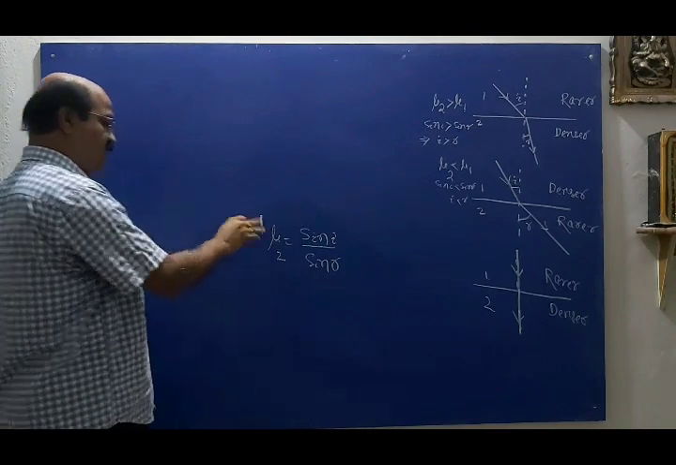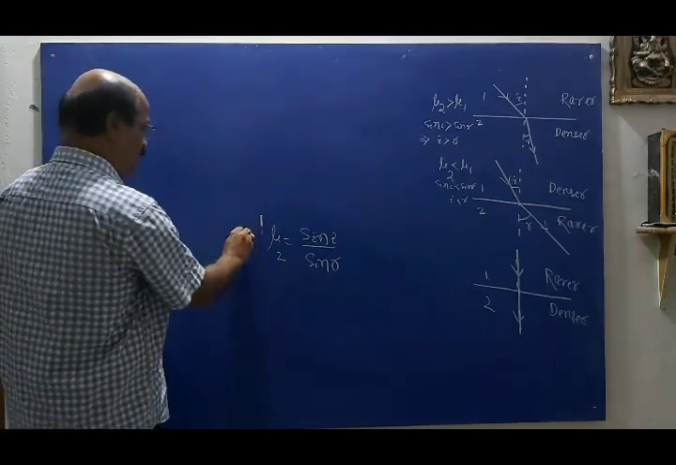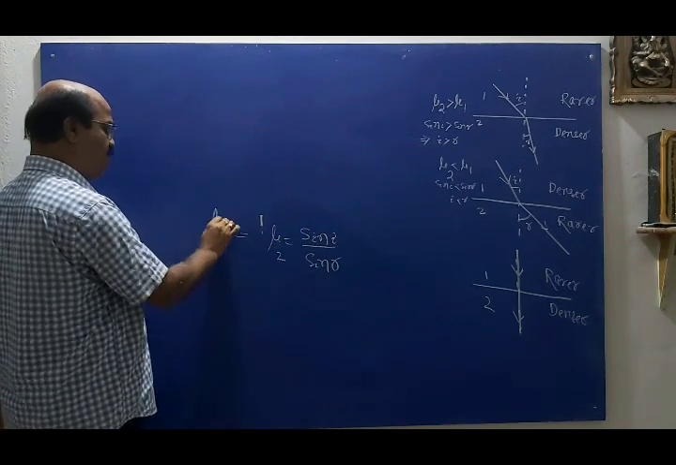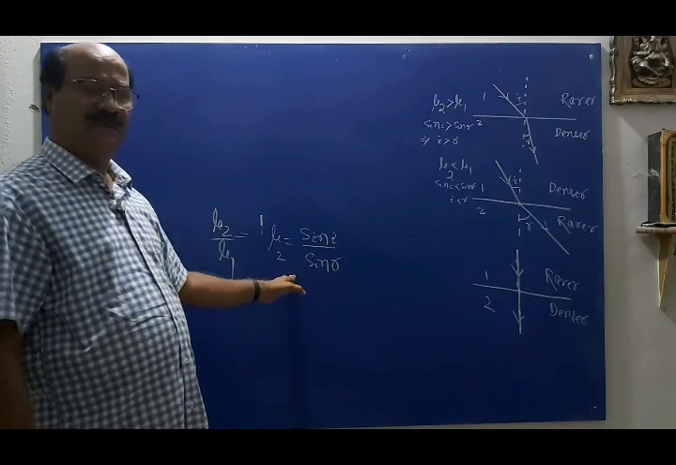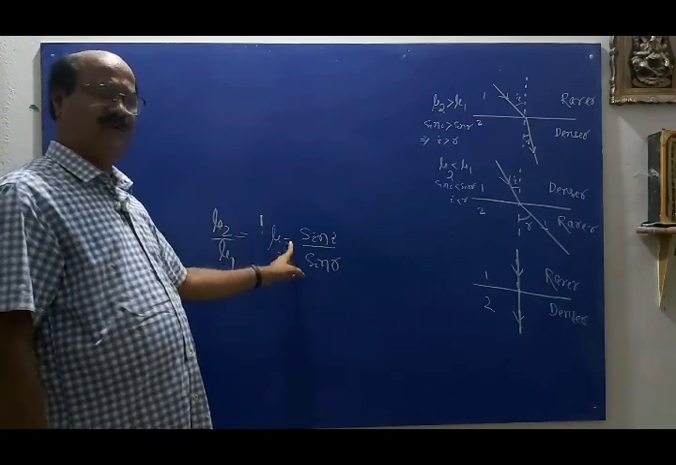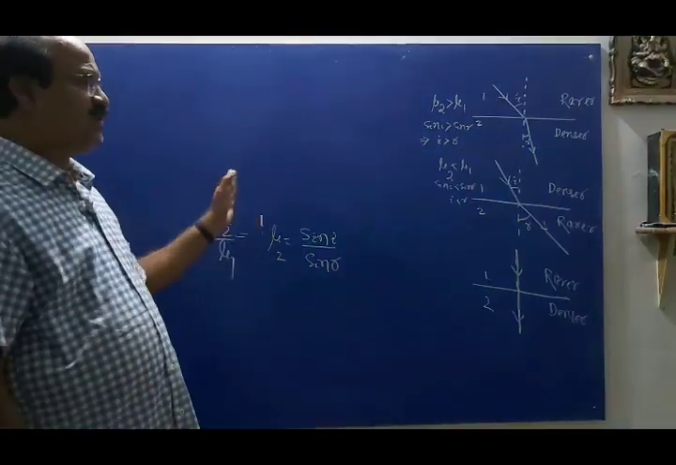This one is your Snell's law. Mu2 with respect to 1, that is mu2 by mu1. So the refractive index of the second medium with respect to the first medium is equal to sine of angle of incidence to sine of angle of refraction. This is called Snell's law.